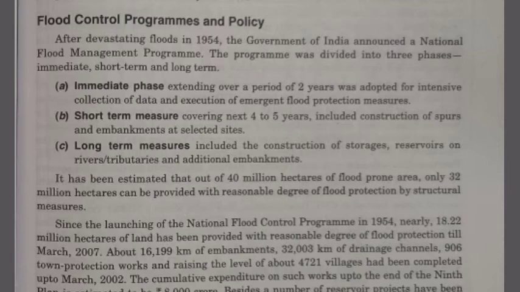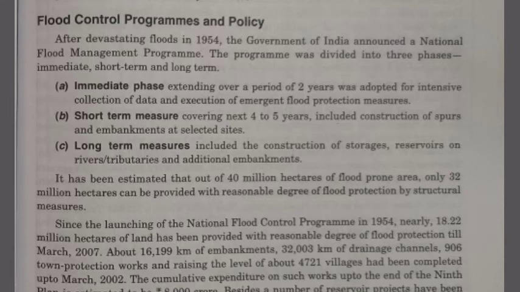In order to reduce the effect of flood, flood programs and policies were initiated by the government. After the devastating floods in 1954, the government launched flood management programs, which were divided into three phases: immediate, short term, and long term. In the immediate phase, within 2 years, the collection of data and execution of immediate emergency flood protection measures were adopted. The short term measures, extending up to 4 to 5 years, include the construction of spurs and embankments at selected sites so that they can control floods.